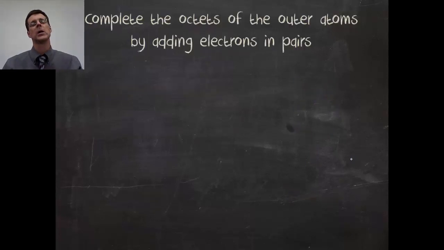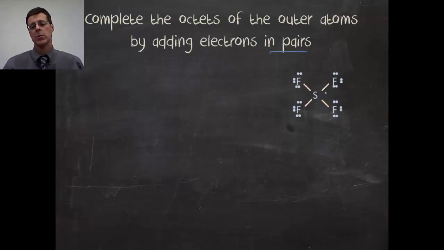And the next step is complete the octets of those outer atoms. Don't worry about the sulfur in the middle. Complete the octets of the outer atoms by adding electrons in pairs. Really, really important to be in pairs. It's one of my pet peeves. It's also wrong if it's not in pairs. So it's not just a pet peeve, it's wrong.